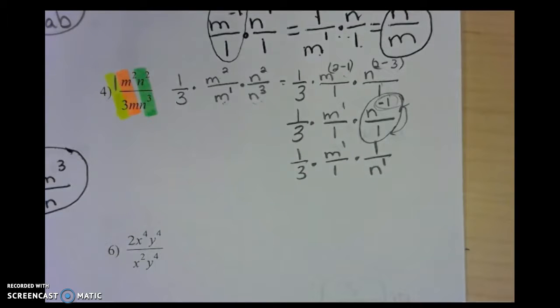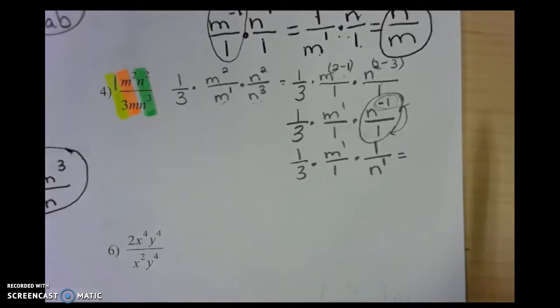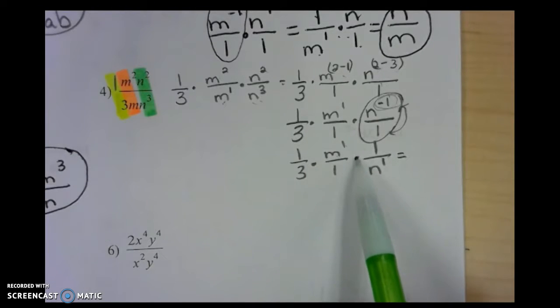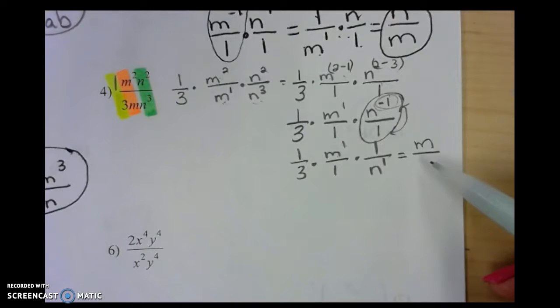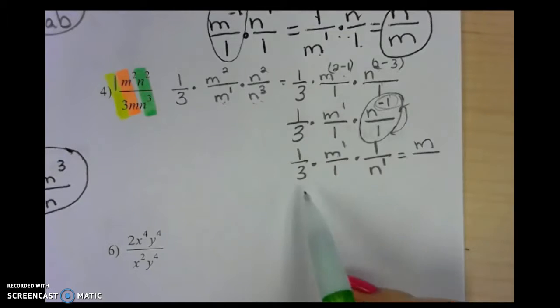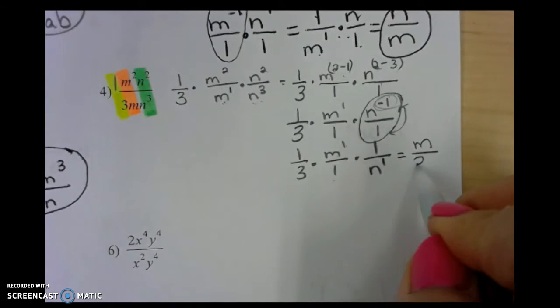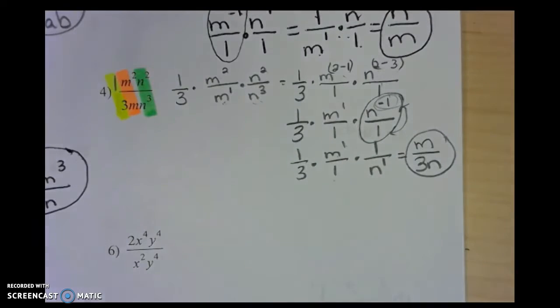Now I've done everything that I can do to that problem. I just need to take my 3 pieces and put them back together. So I'm going to multiply straight across. 1 times m to the 1 times 1 is just m to the 1, which we would write as just m. 3 times 1 times n to the 1 is 3n. And that is your answer.